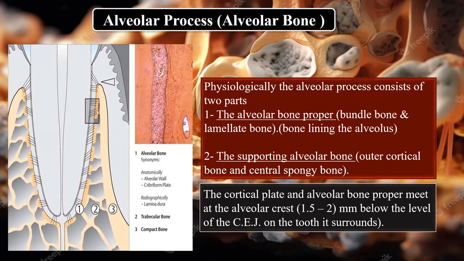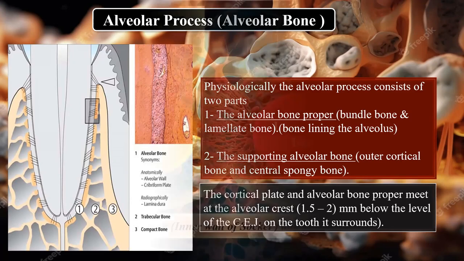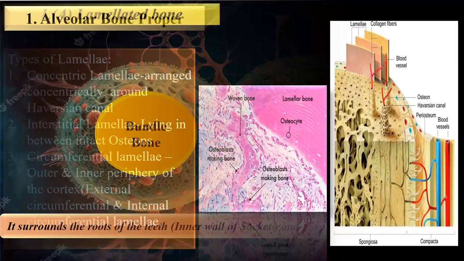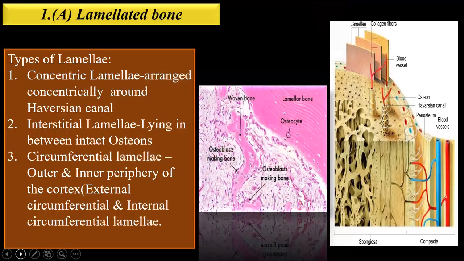So when you look into the structure in detail, the alveolar bone proper, as I mentioned before, has two important components, that is the bundle bone and lamellated bone. Basically this alveolar bone proper surrounds the roots of the teeth and gives attachment to the periodontal ligament fibers. So the alveolar bone proper has two important parts: one is lamellated bone and the other is bundle bone.